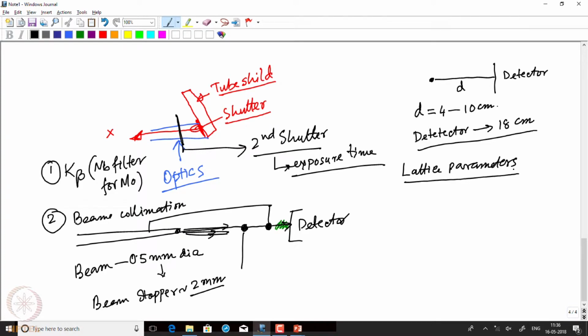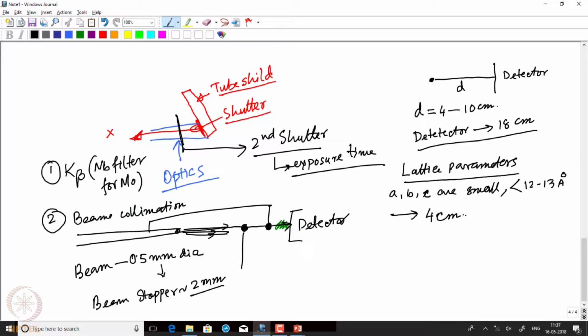If the lattice parameters A, B, C are small, maybe less than 12 to 13 angstrom, all of them, that means the unit cell is very small. So, in that case, a smaller detector distance is suitable.